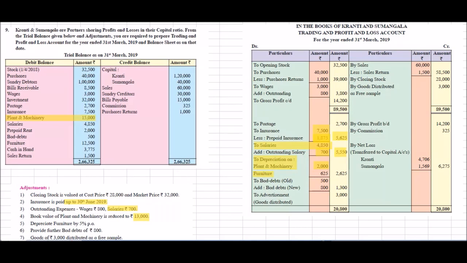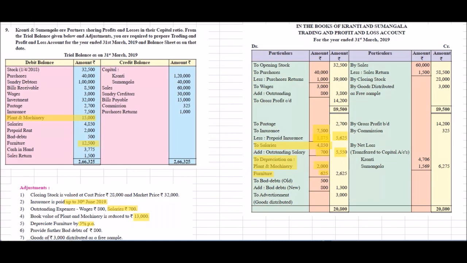furniture amount. So furniture amount is 12,500 rupees into 5 divided by 100. So the depreciation amount we are taking is 625 rupees, but in the balance sheet we are deducting it from the furniture amount. In the furniture amount we'll deduct the depreciation amount.